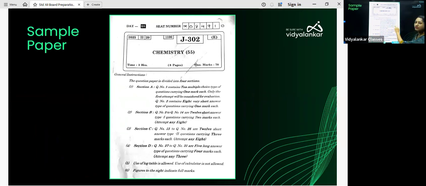As I have already explained, section A is 1 mark questions, MCQs, very short type. Section B, question 3 to question number 14, attempt any 8, 2 mark questions. Section C, question number 15 to 26, 3 mark questions, again attempt any 8. Section D, 27 to 31, 5 questions are there, any 3 to write, 4 marks each. Then use of log table and figures to the right indicates full marks. I have already explained this, but again, before starting with the paper writing, read all the general instructions given on the question paper.